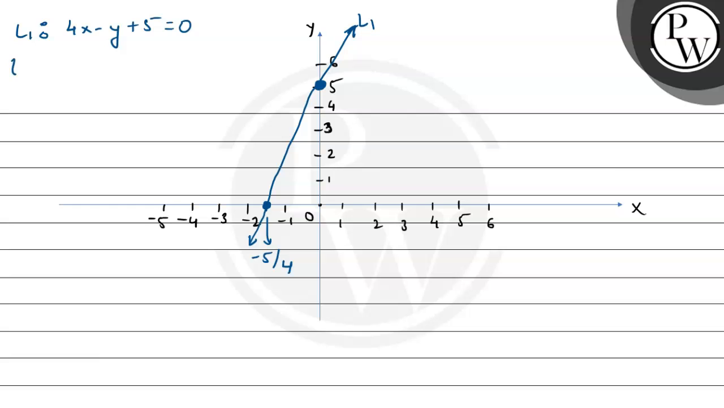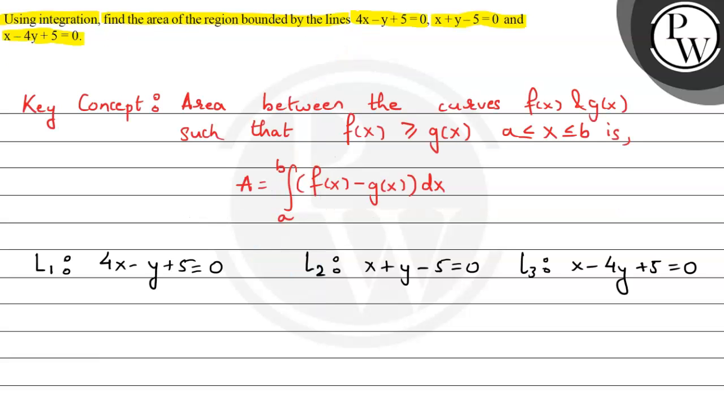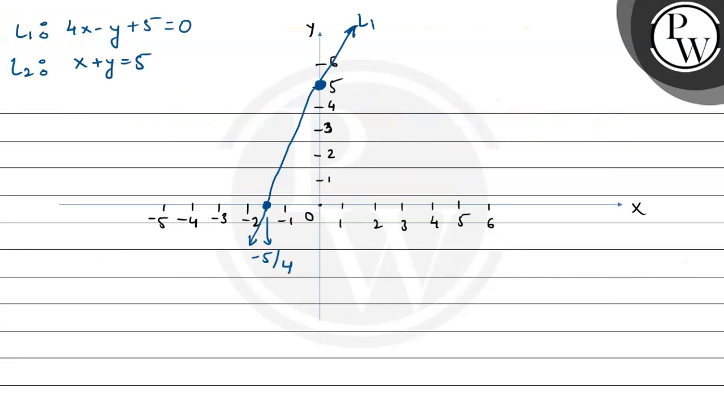Now let's draw line L2. L2 has equation x plus y minus 5 equals 0. Now let's get the points. When x is 0, y is 5, so this point. And when y is 0, x is 5, so that is this point. Now let's connect these two points. So this is line L2.